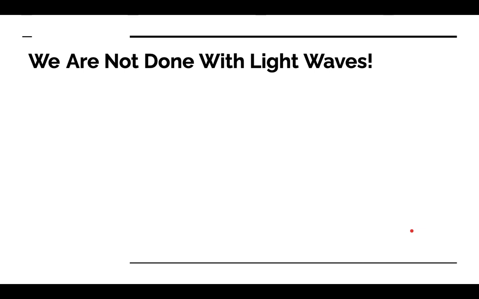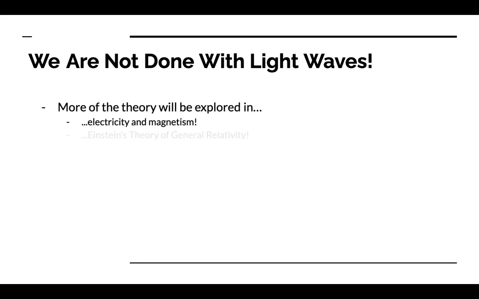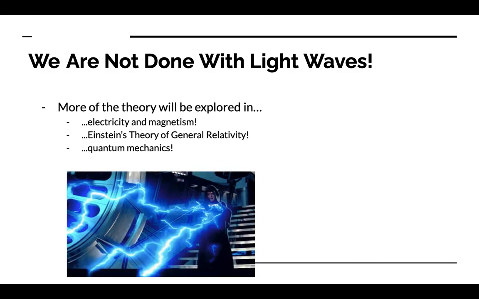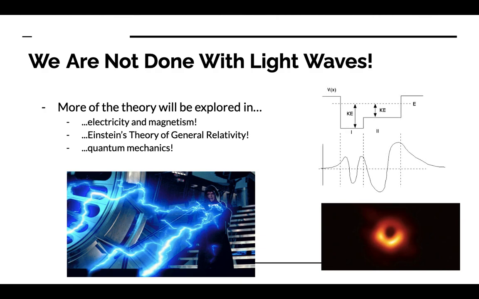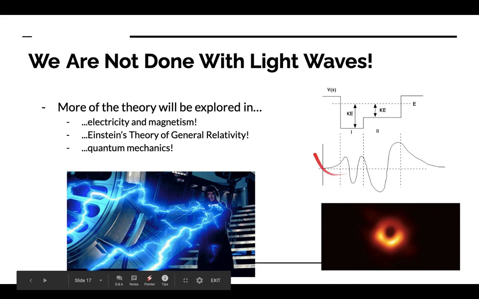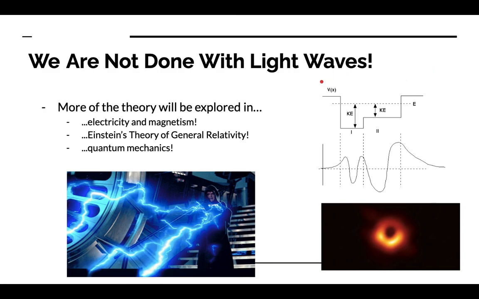So we are not done with light waves. In fact, everything from here on out in this class is influenced by the physics of light. More of the theory of light will be explored in electricity and magnetism, Einstein's theory of general relativity, and quantum mechanics. Electricity and magnetism with Emperor Palpatine, general relativity when we get to black holes and how gravity works, and then quantum mechanics. How does light have to do with quantum mechanics? What is quantum mechanics besides something that just gets name dropped in science fiction movies all the time? Well, we'll find out down the line in this class.